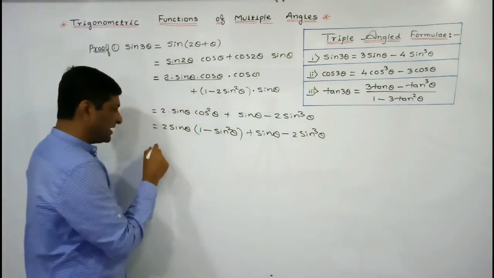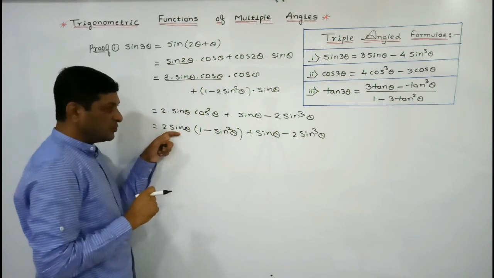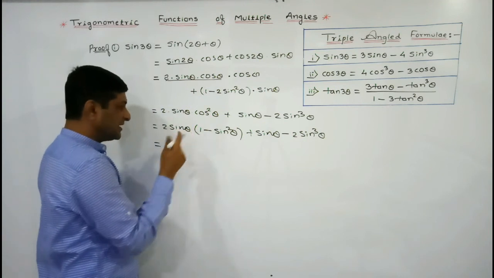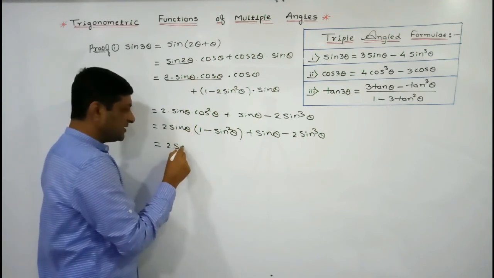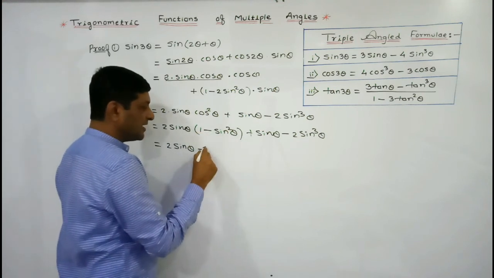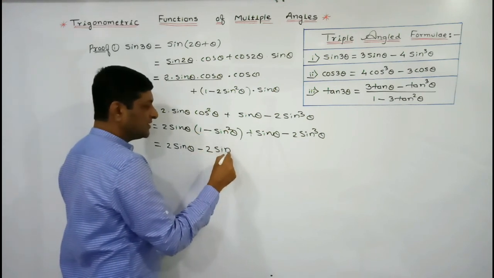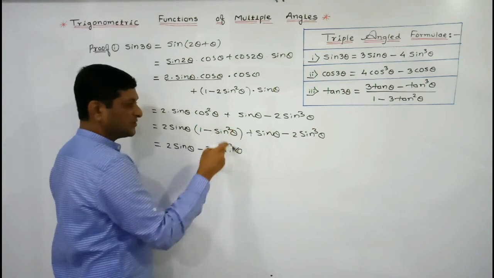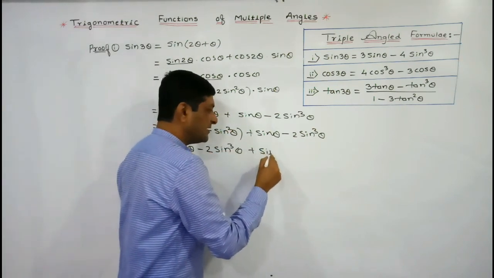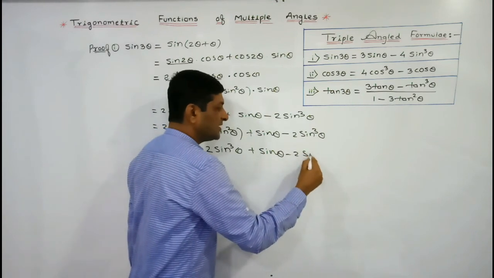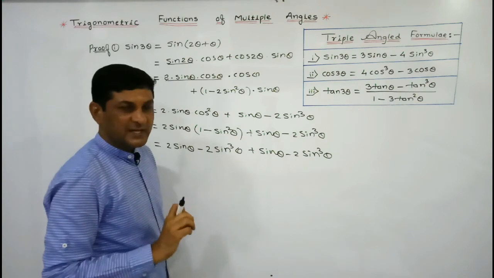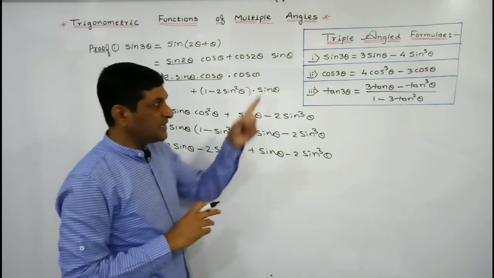So which is equal to, now I am multiplying by 2 sin theta to both the terms in this bracket. See what we'll get. 2 sin theta into 1 will be 2 sin theta, and 2 sin theta into minus sin square theta is minus 2 sin cube theta, because sin into sin square will become sin cube theta. Keep this term sin theta minus 2 sin cube theta as it is. Now the whole expression is in terms of sine. Now only simplify to get our required result.